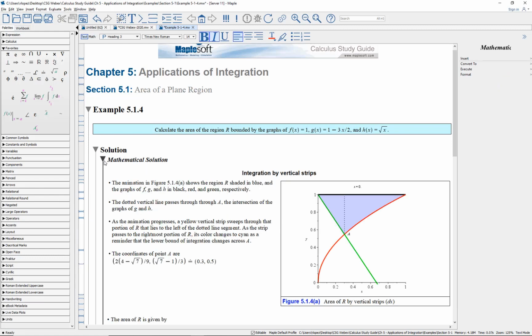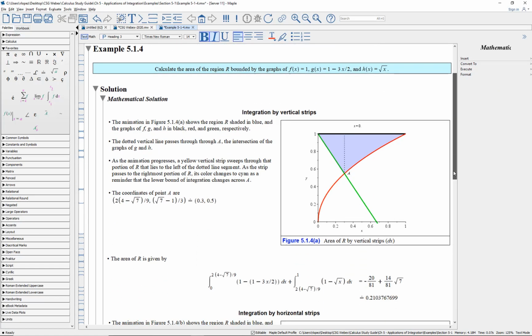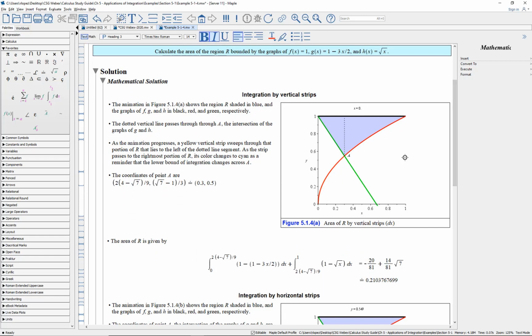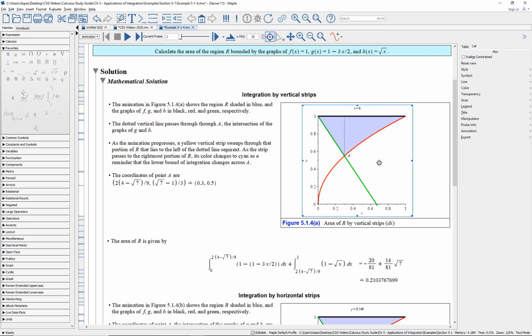First of all, there's a mathematical solution where we explain the math independent of its implementation in Maple. But we make use of some of the tools of Maple. For example, this is an animation. Let's just use the slider here. This animation shows a vertical strip traversing the region. And notice that the region has been drawn in Maple, which is a benefit to the student who struggles with graphing. But right now there's graphing calculators and stuff around, so graphing isn't the problem it used to be.